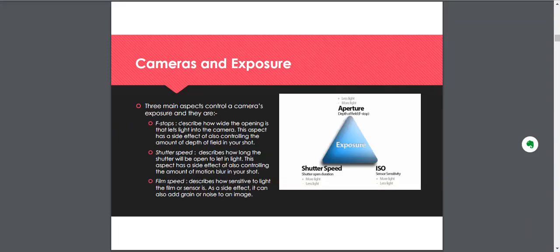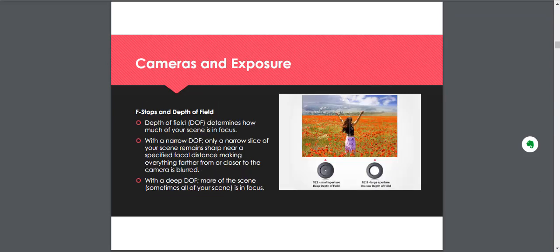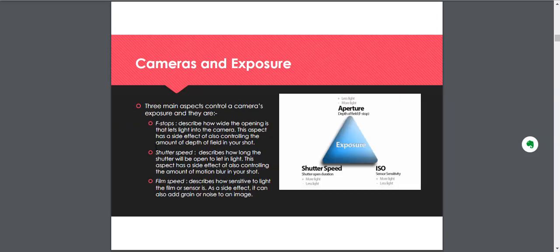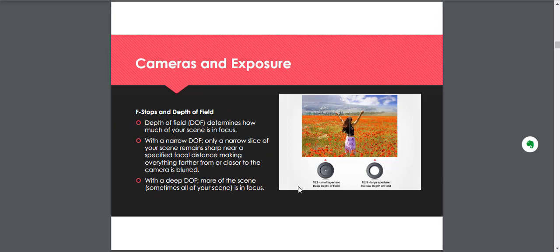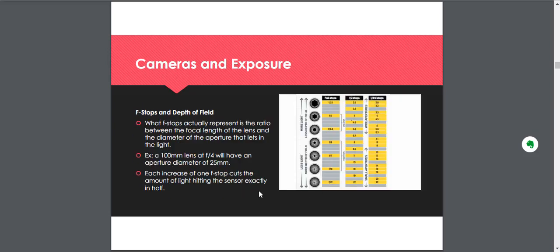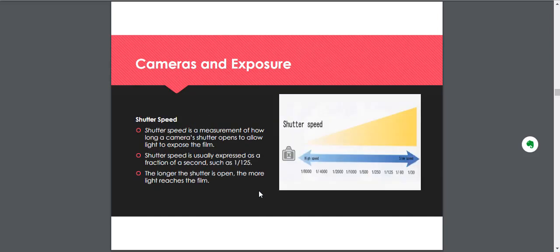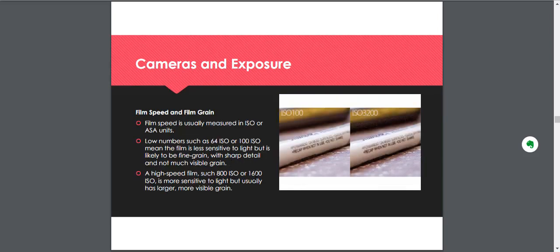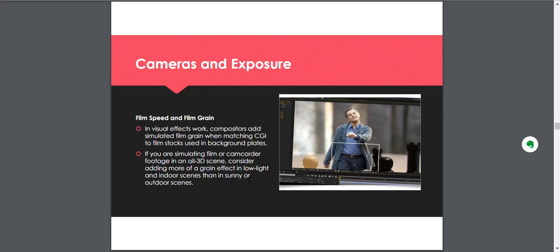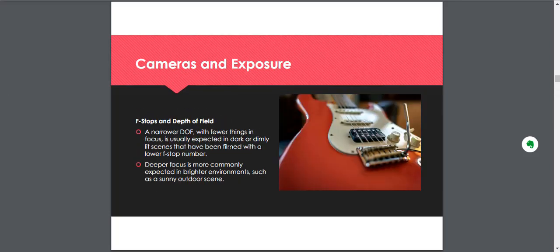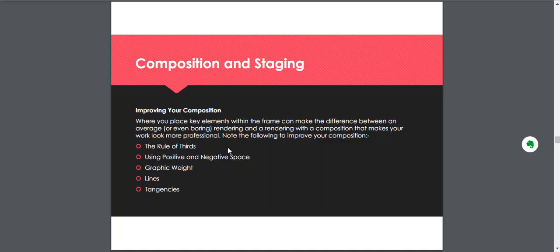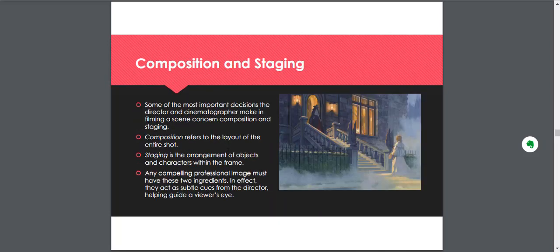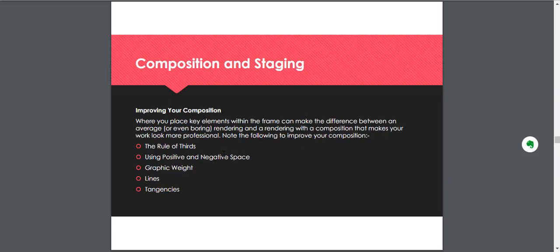So f-stops is basically the aperture size, and how that affects other things like depth of field and so on. So focus on exposure. What are the three main aspects of it, and what does it control as well? What affects it in return? Alright, so that's that. It's quite long until here actually. But that's basically what you need to focus on. Exposure.